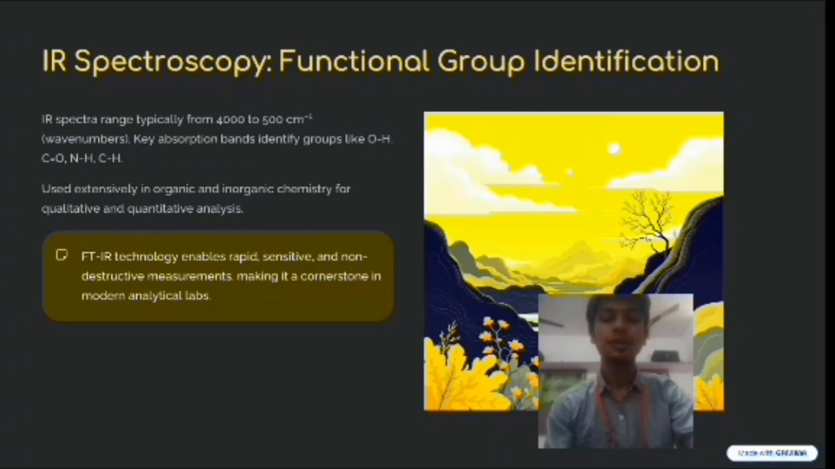Functional group identification. IR spectroscopy helps identify functional groups based on specific frequencies. In alcohol, a broad peak appears around 3200 to 3600 centimeters inverse. In amine, a sharp peak appears around 3300 to 3500 centimeters inverse. In the carbonyl group, a strong sharp peak appears around 1650 to 1750 centimeters inverse. In nitrile, a strong peak appears at 2210 to 2260 centimeters inverse.